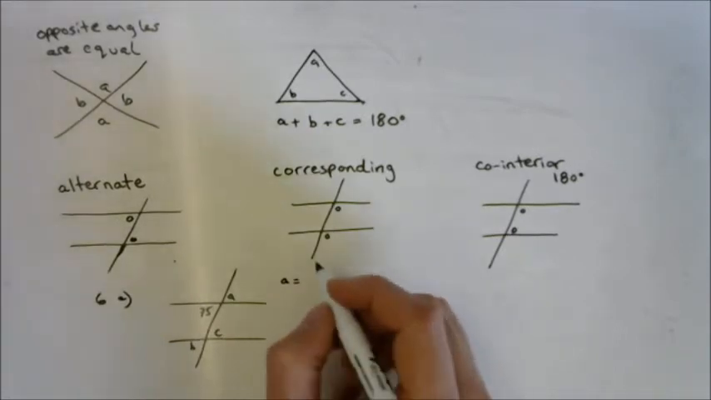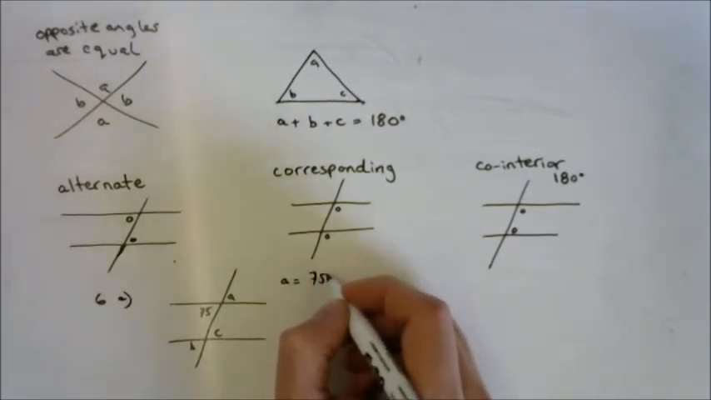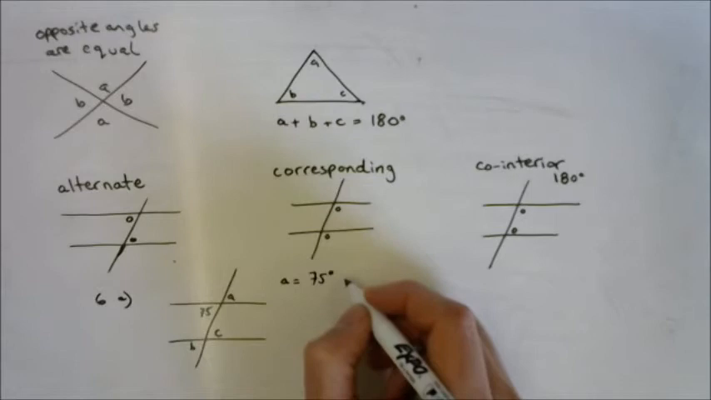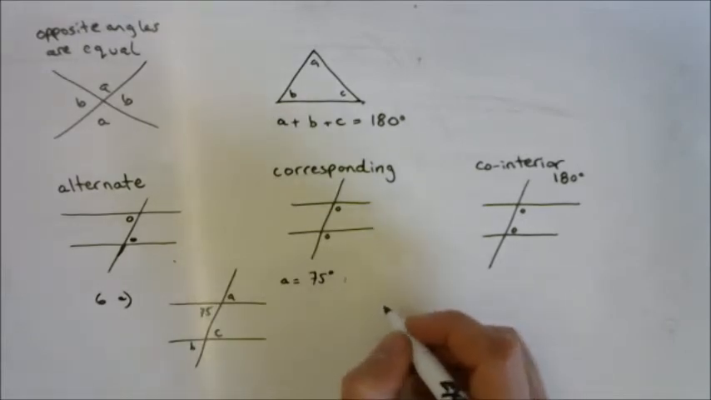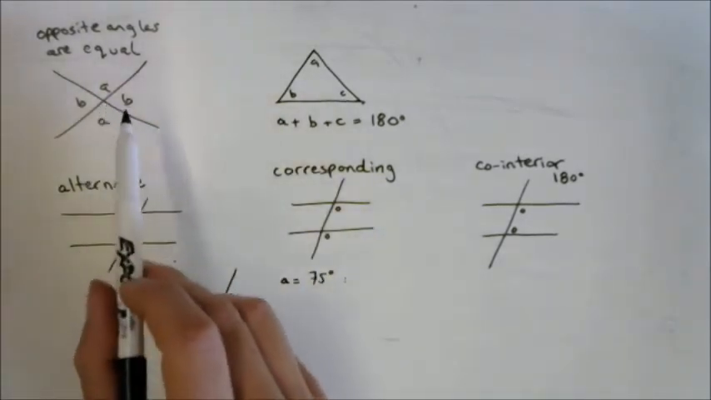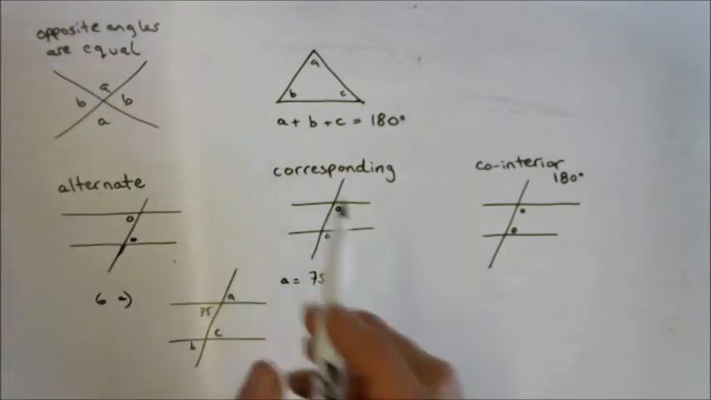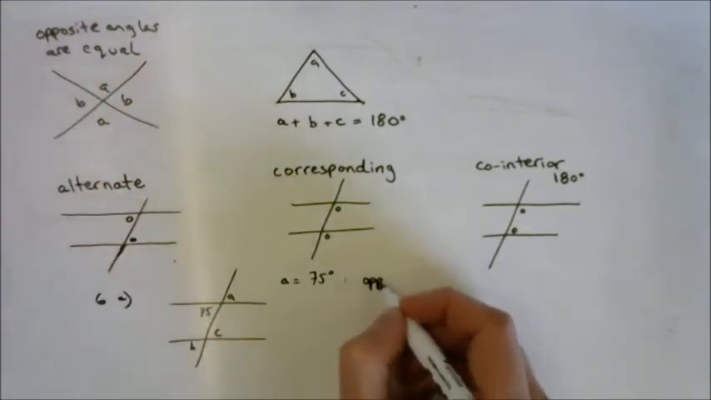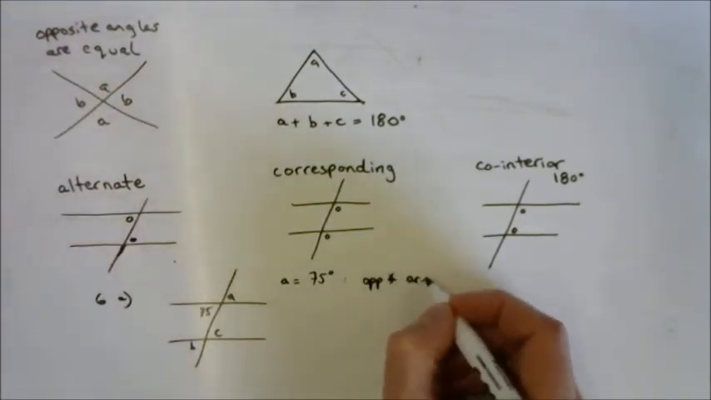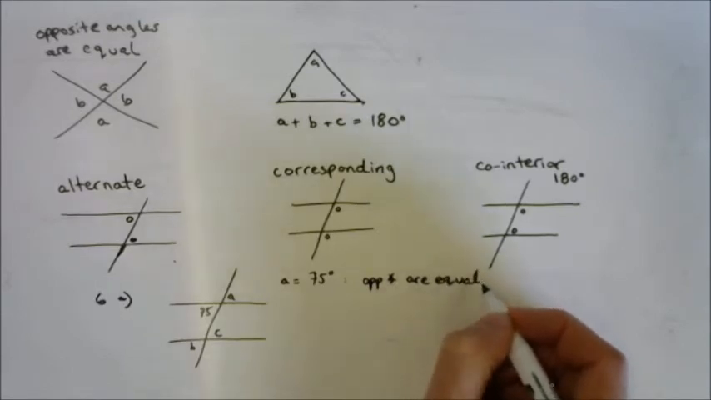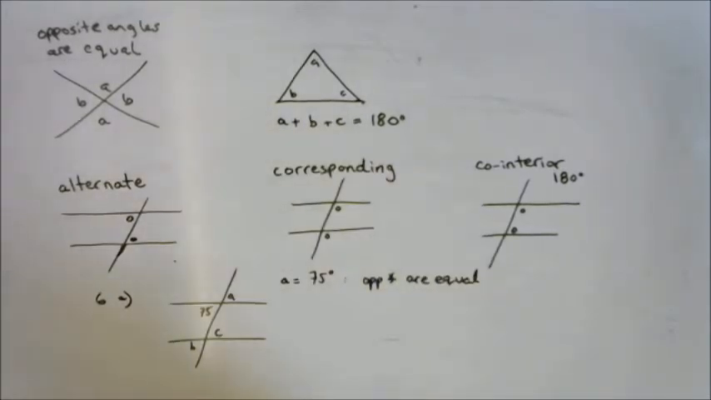A would be 75 degrees. How do we know? Because it's opposite angles. So just say opposite angles are equal. If you need to write a reason, you have to jot it down there. You can't just think about it. And same with all the other angles.